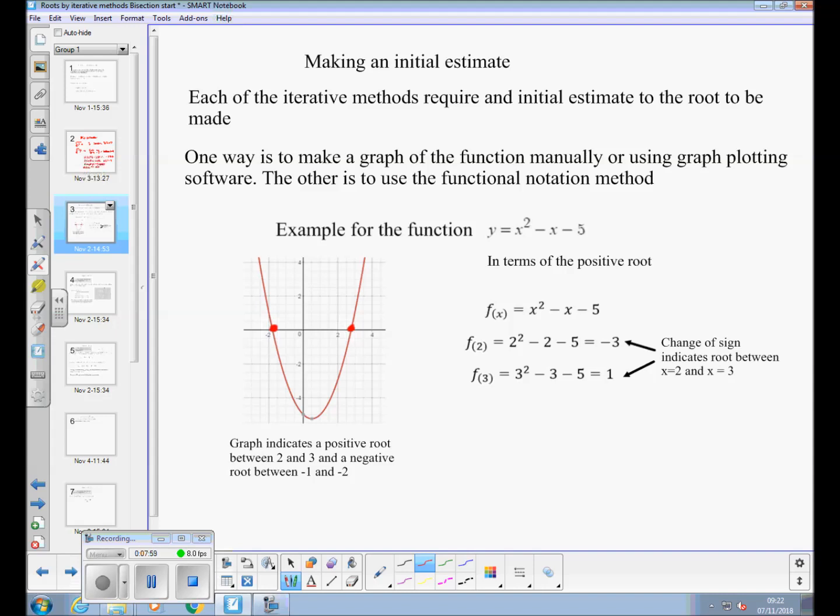Yeah, so in terms of, if we're going to find this positive root here, we're going to need the function at values above and below. What we're doing is we look at the function when x is 2. The result is that it's equal to minus 3. And we look at the function when x is equal to 3. And we get the result 1.